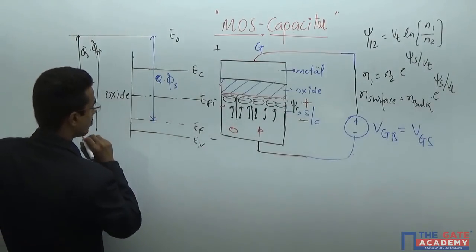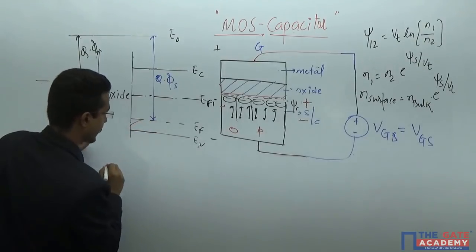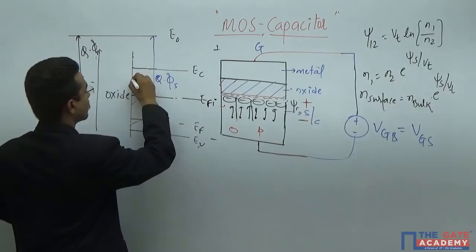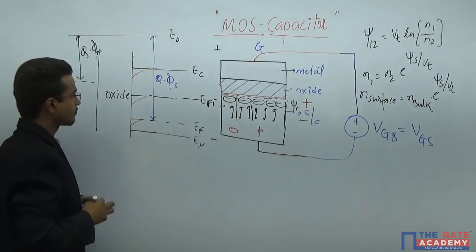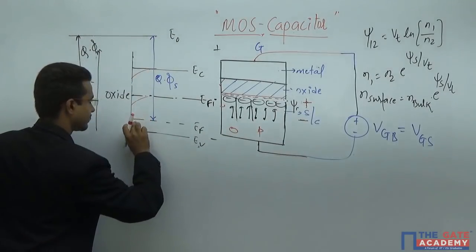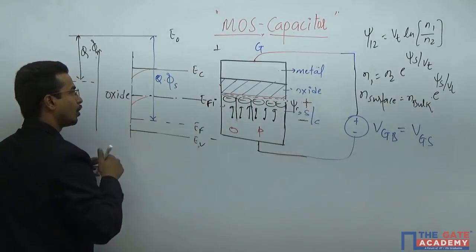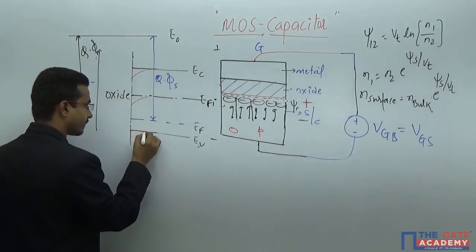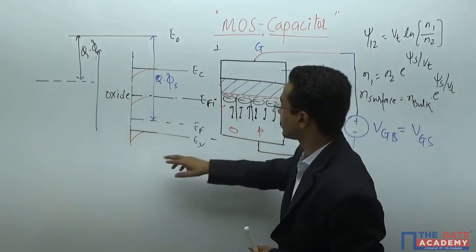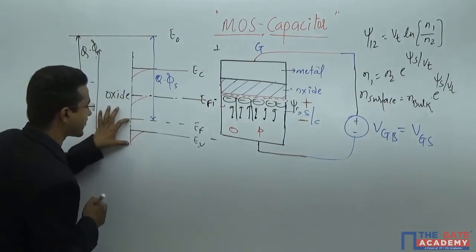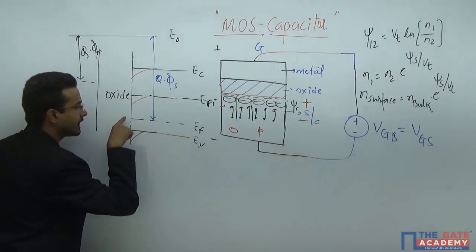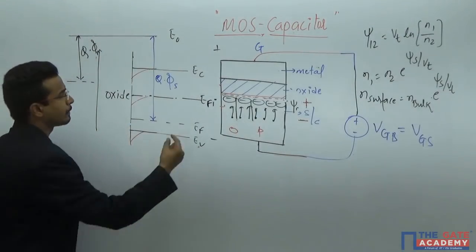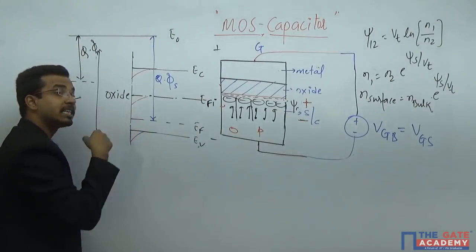So what will happen? This will happen, not this. The EF will not vary. Only the separation between the EFI and EF will keep on decreasing. As you keep increasing, at the surface you are making it less p-type. That is why the difference between the EF and EV keeps on increasing, or in other words, the difference between the EFI and EF keeps on decreasing.